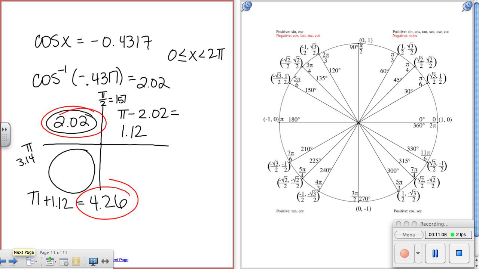And again, the reason I had to find the 1.12 is because to get a quadrant 3 angle, you're going to add your quadrant 1 angle to pi.